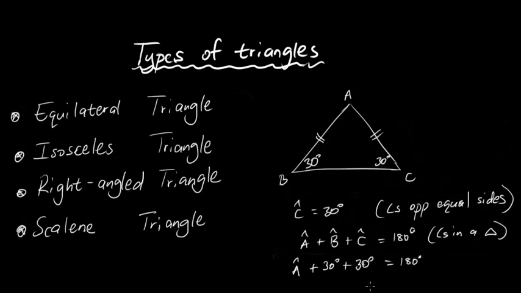So from here we can easily determine what angle A would be. 180 minus the sum of those two known angles, angle B and angle C. That is 180 minus 60 degrees. 180 minus 60 degrees is 120. So angle A is 120 degrees. That's the nice thing about the isosceles triangle.